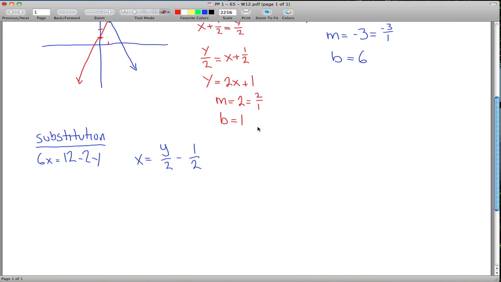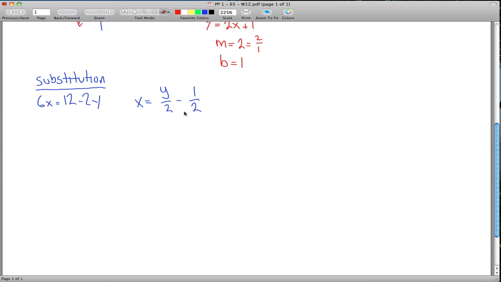And what's nice about this problem from a substitution viewpoint is that x is already solved for. We've already isolated one of the variables. So I think the most straightforward thing to do would be to use this equation, but instead of writing x here, write what x is equal to from this equation. So we get 6 times, then instead of writing x, you write y over 2 minus 1/2. Right, so 6 times x is all this stuff, equals 12 minus 2y.